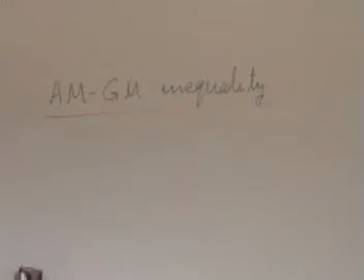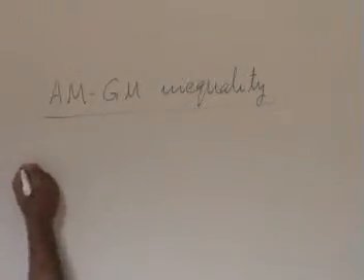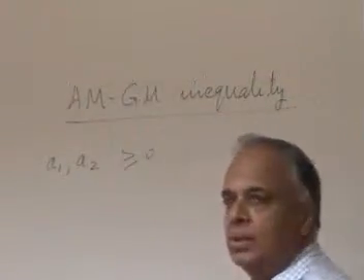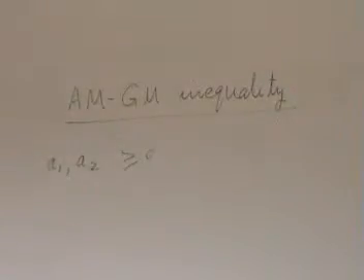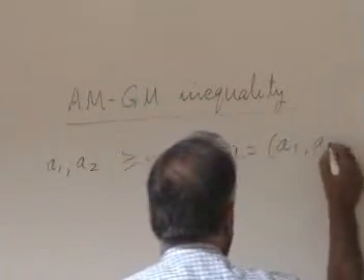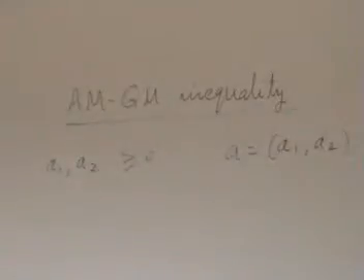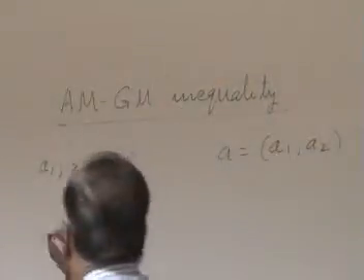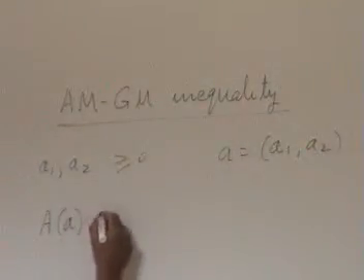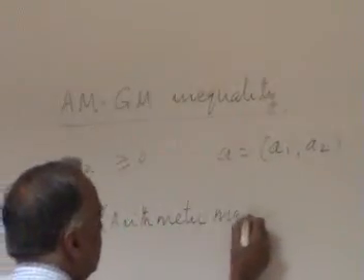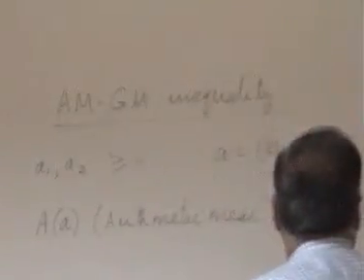Okay, what does this say? This simply says the following. Suppose we have two numbers which are non-negative real numbers, a1 and a2. Then we'll use this notation. Whenever we have a set of numbers like this, a sequence of numbers, we'll organize it as a vector. A equal to (a1, a2). Then the arithmetic mean of these two numbers is simply (a1 plus a2) by 2.